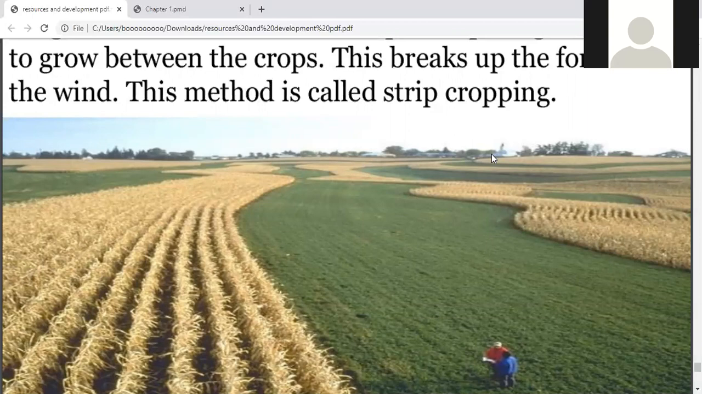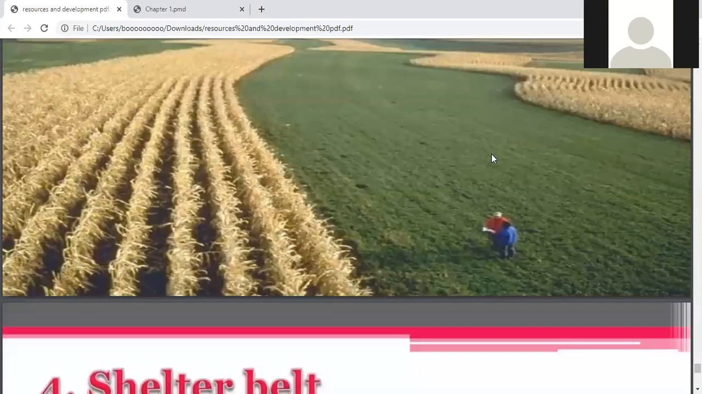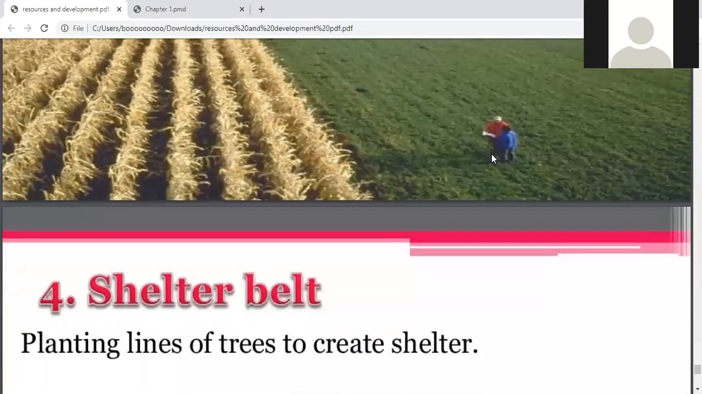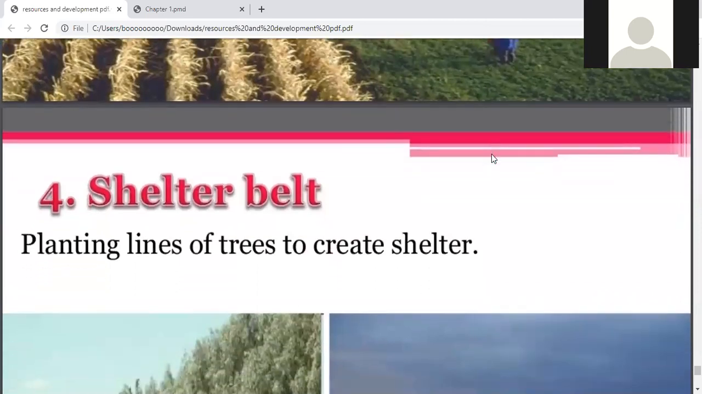This method is called strip cropping. That means growing grasses between crops, which protects the soil as a cover. Next, shelter belts.